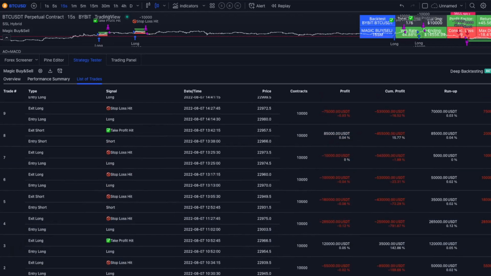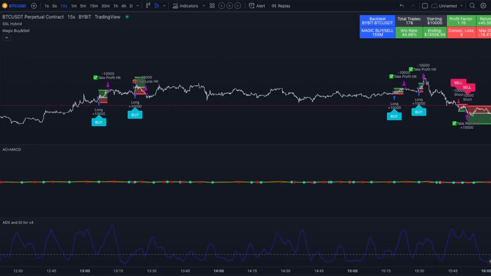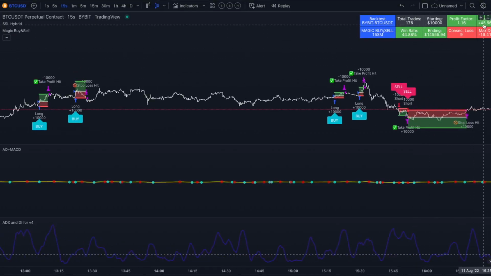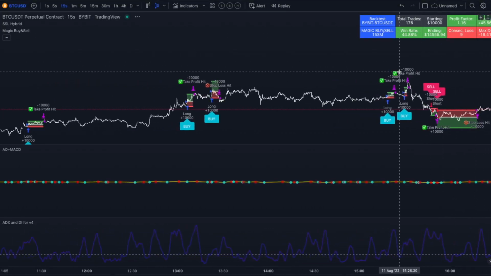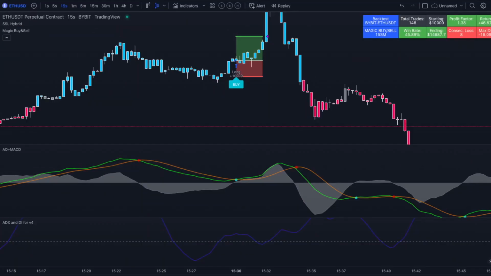When did it start? The 7th of August. So today we have the 11th of August, so in less than 3 days, this strategy has made 45% return on Bitcoin USDT. But a 15-second chart. It also seems to be working really well on a 15-second chart Ethereum US dollar.